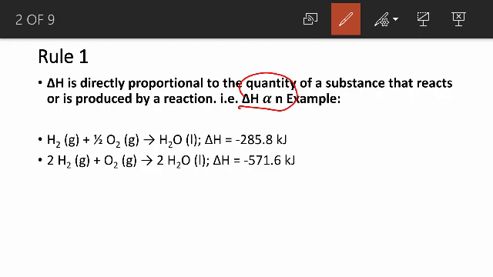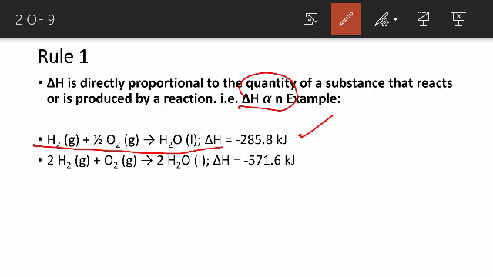Now we see a very good example here. Look at this very reaction. Hydrogen reacting with oxygen giving us H2O. That's actually the reaction for the formation of water. And the enthalpy there is minus 285.8 kilojoules.